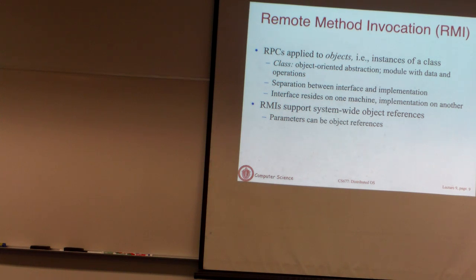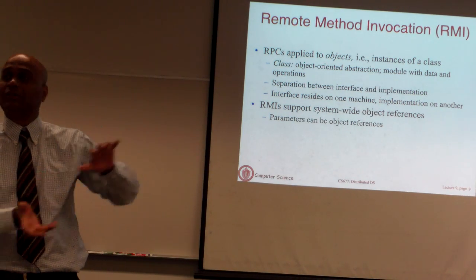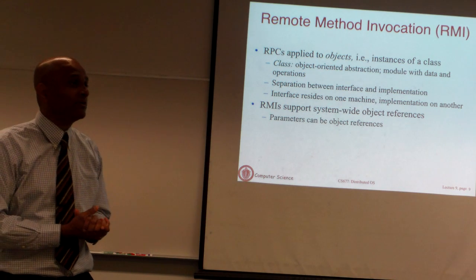In a traditional Java process that you write, you will have a Java class, you will instantiate an object, and the object will support a bunch of methods. You can just call object.methodName, and it will invoke the method on that object. In RMIs, this object will not reside in this process, it will reside in some other process on other machines.